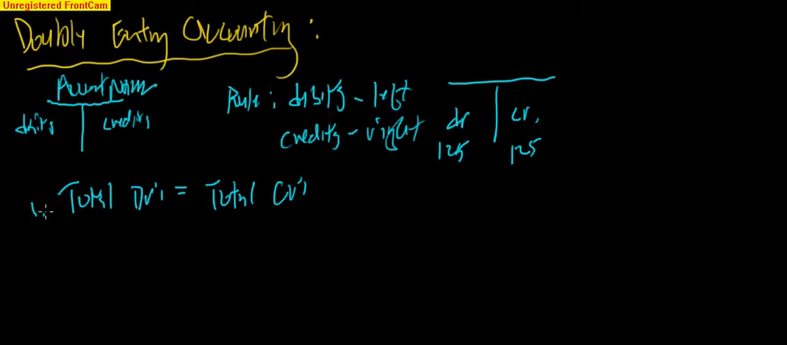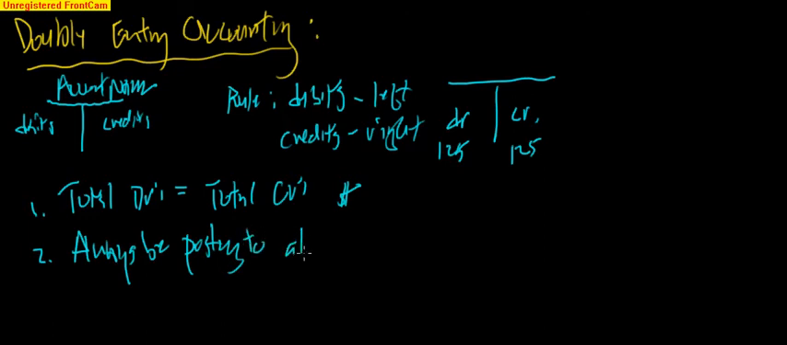It also means that we will always be posting to at least two accounts. So number one, total debits equals total credits. That's in dollar amounts. And the second thing is that we will always be posting to at least two accounts. So we can always put at least two T accounts.